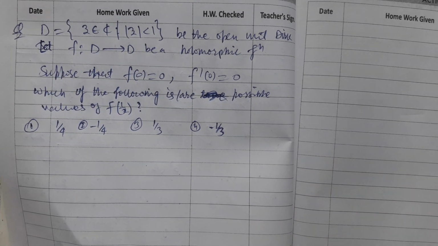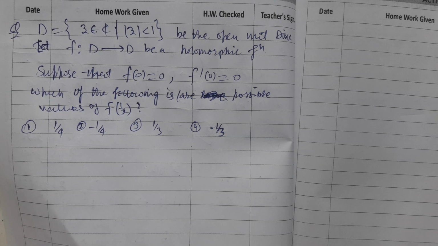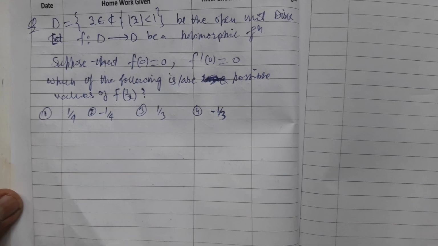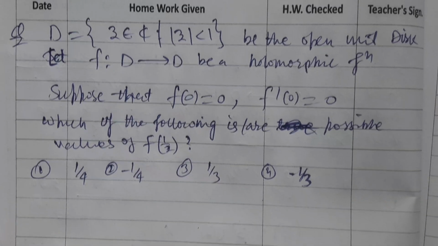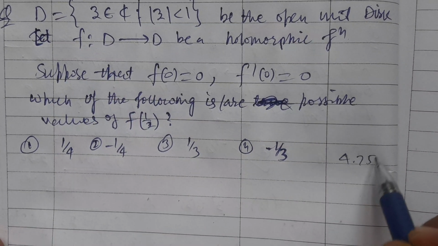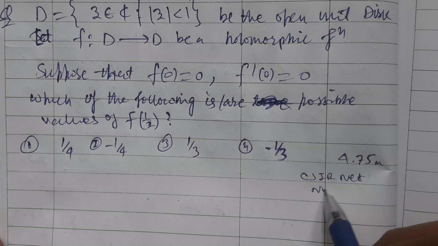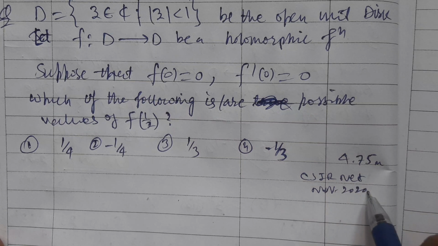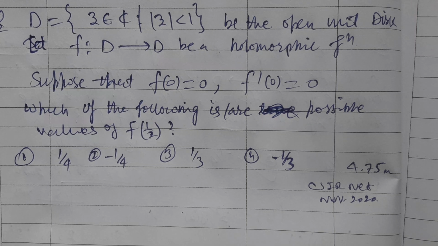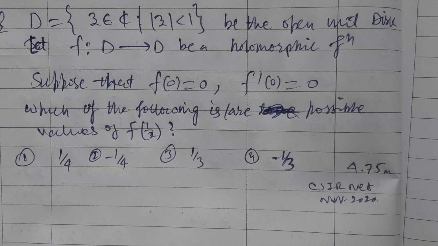Today let us discuss the problem which was asked in the November CSIR NET 2020 exam. It is taken from Part C, where more than one option can be correct, and the weightage is 4.75 marks. Please be focused on this problem, and without wasting any time, let us go on to the problem.